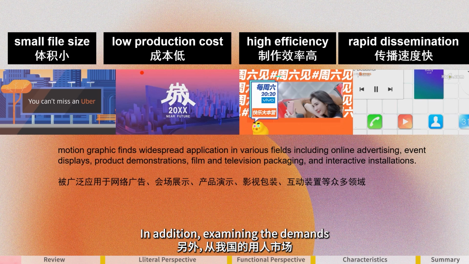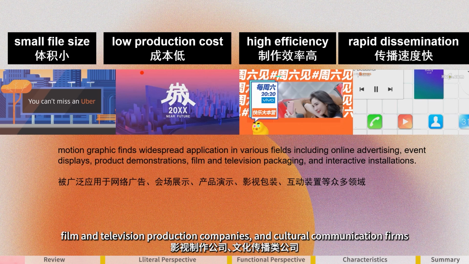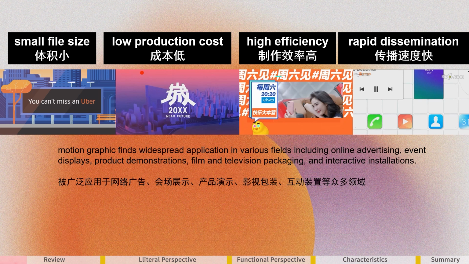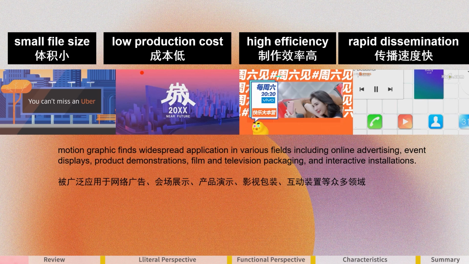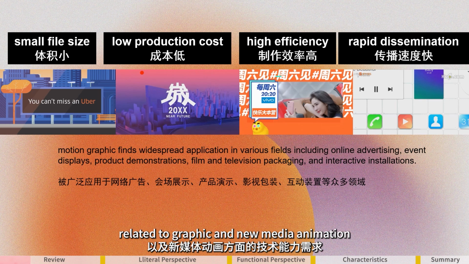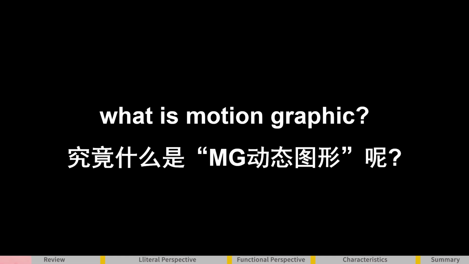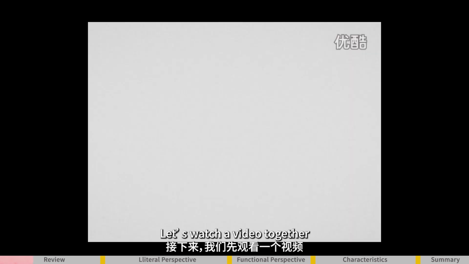In addition, examining the demands of our country's job market, we see that city or county level integrated media centers, film and television production companies, and cultural communication firms are expressing specific requirements for job seekers, particularly in terms of technical skills related to graphic and new media animation. So, what exactly is motion graphic? Let's watch a video together to get a better understanding.